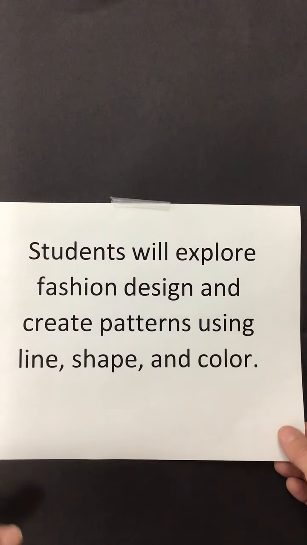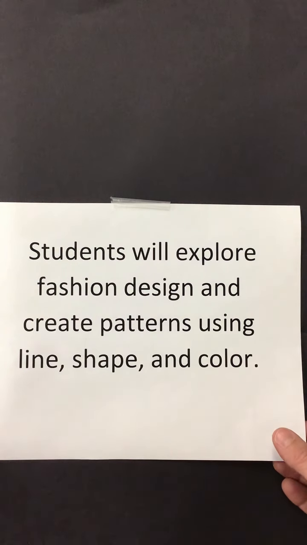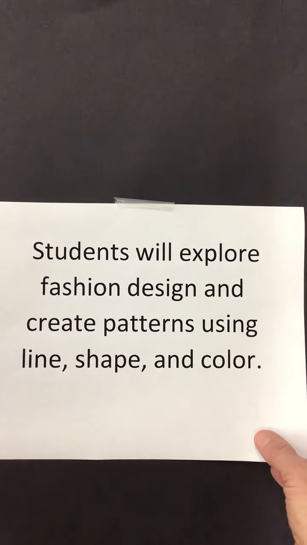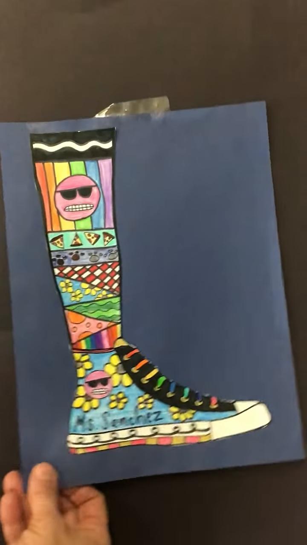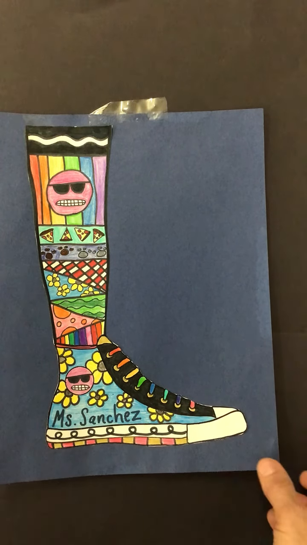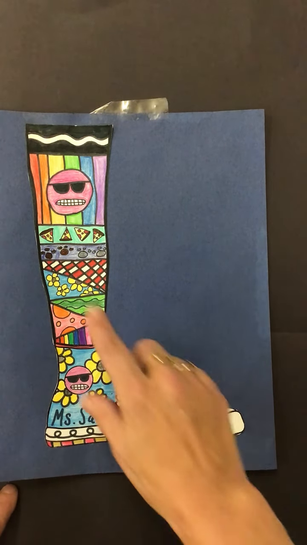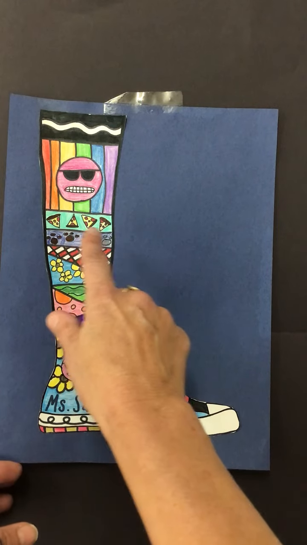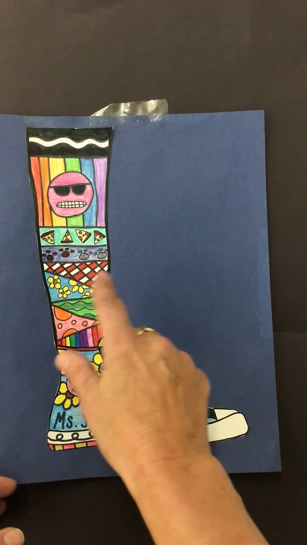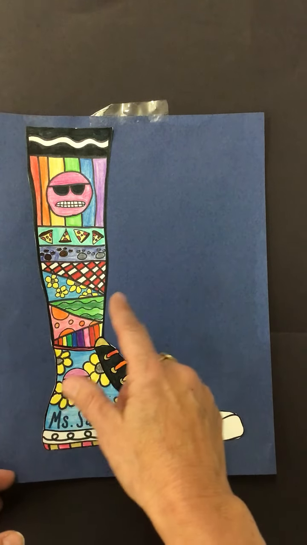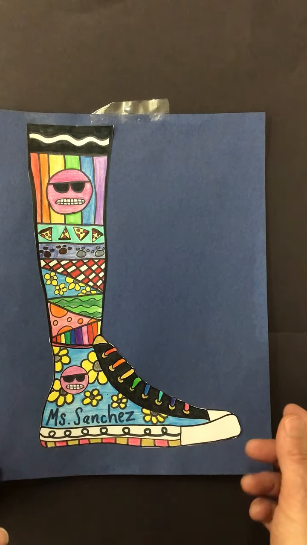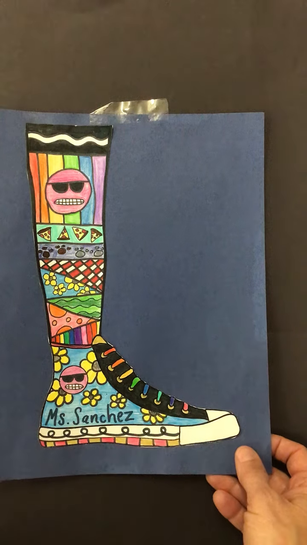What we are going to be doing is exploring or learning about fashion design. So we're going to be designing our own socks and shoes and creating patterns using lines, shapes, and colors. If you look at the example here, you can see that this example has lots of patterns. It has stripes, pizza slices, paw prints, checkers, flowers, wavy lines, polka dots, all kinds of things. So you have lots of options when it comes to your patterns.